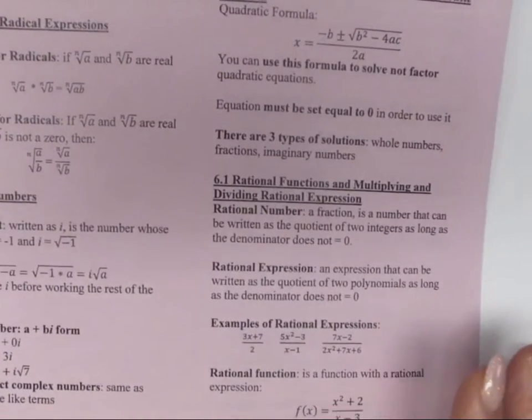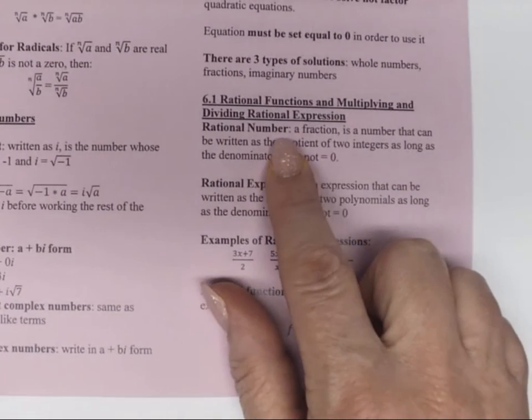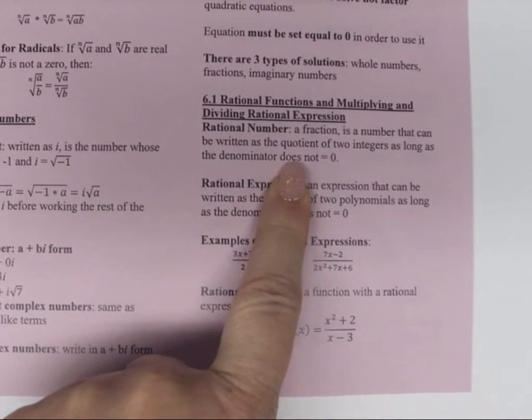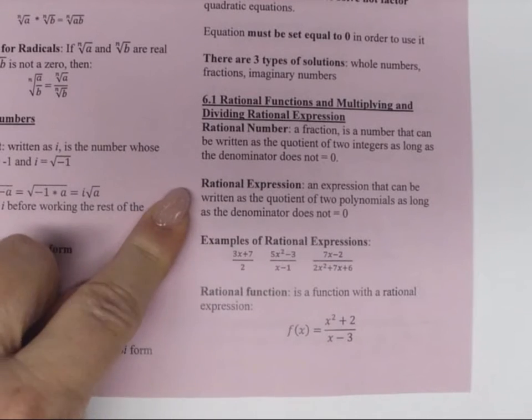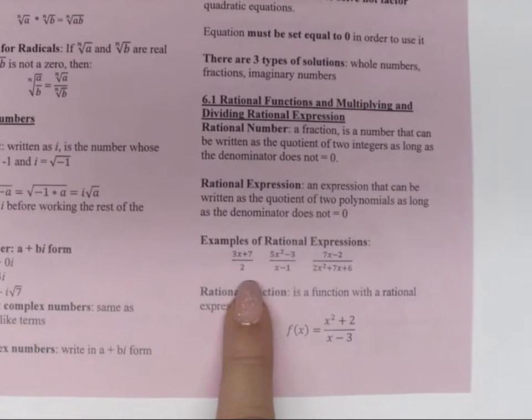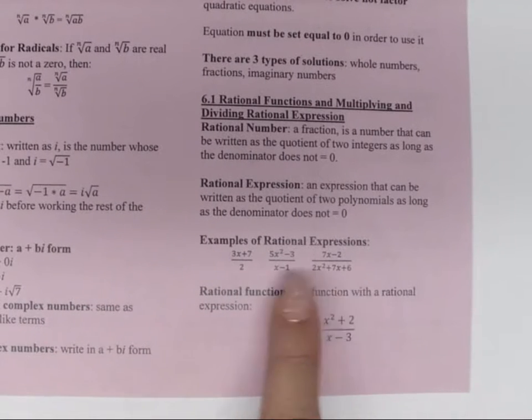So we're going to talk about the domains of rational numbers. Rational numbers are fractions. It's a number that can be written as the quotient of two integers as long as the denominator doesn't equal 0. A rational expression can be written as the quotient of two polynomials as long as the denominator doesn't equal 0. So here are some examples of what rational expressions might look like.